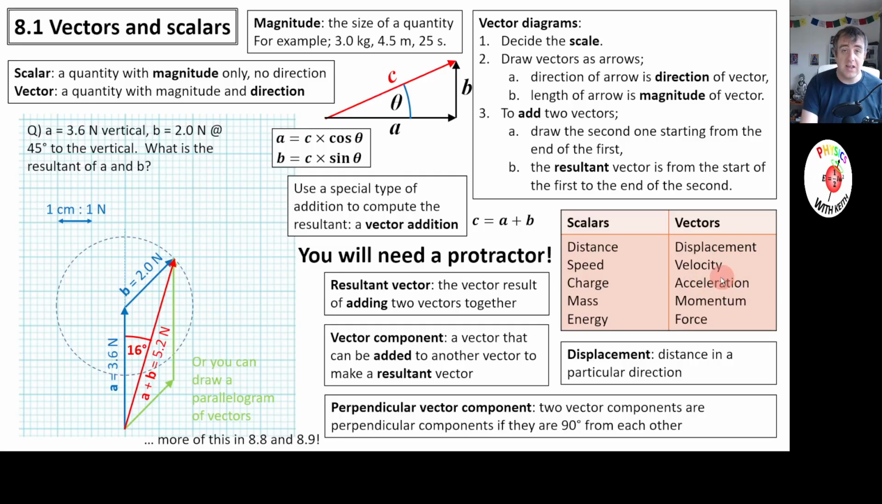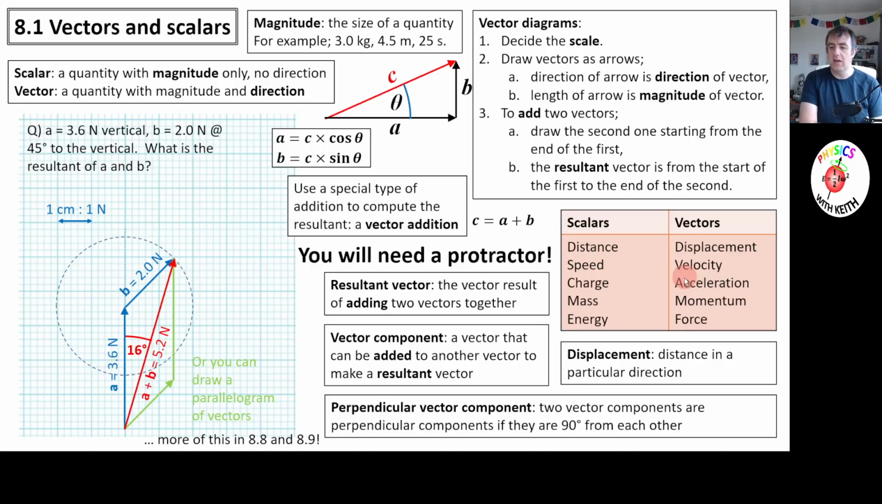Acceleration you should have covered in Key Stage 3, the rate of change of velocity. Well, acceleration is a vector, because it's a rate of change of velocity. So it is how much our velocity has changed, final velocity subtract initial velocity, divided by the duration of that change, divided by time. Momentum we haven't really covered yet, so put a pin in that, we'll come to it later. But force, you can push something in a direction. So force has a direction.